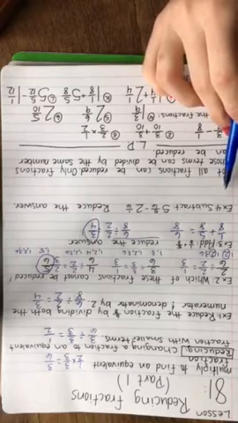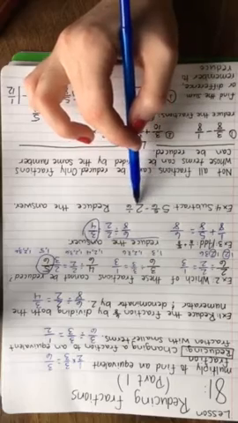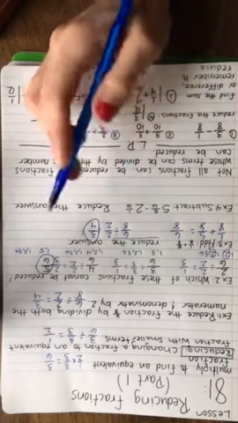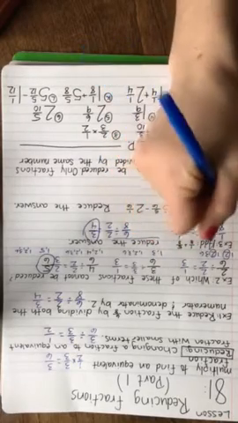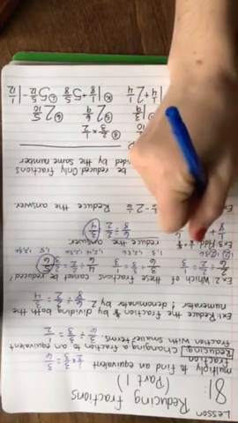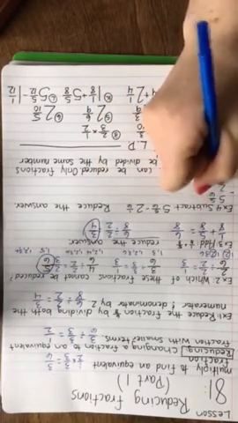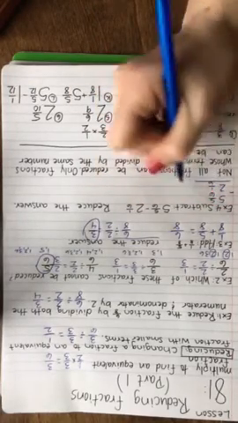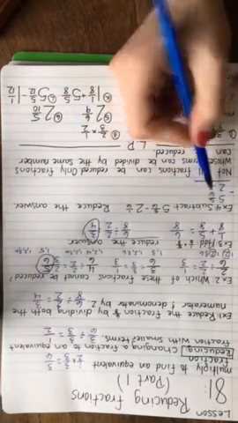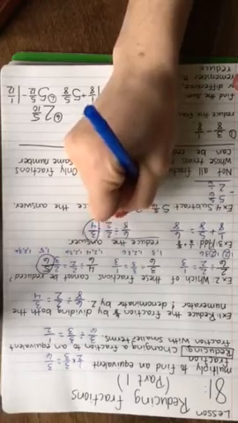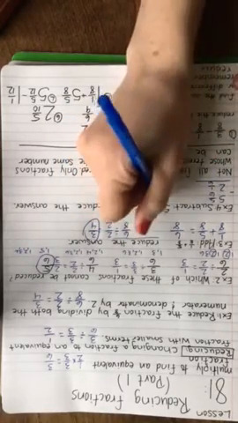Example 4. Subtract 5 and 5/6, take away 2 and 1/6, and reduce your answer. So 5 and 5/6, take away 2 and 1/6. And I'm going to write my answer up here next to it. So 5/6 take away 1/6 is 4/6. And 5 take away 2 is 3.